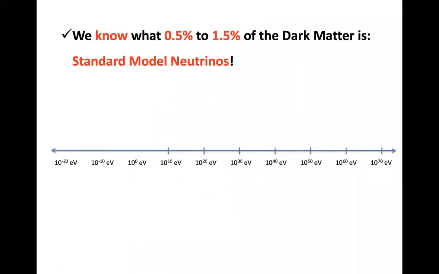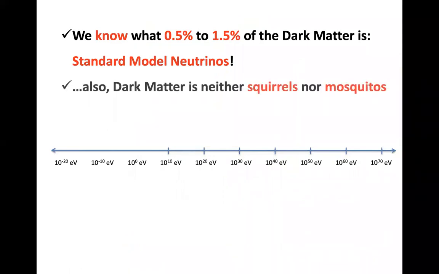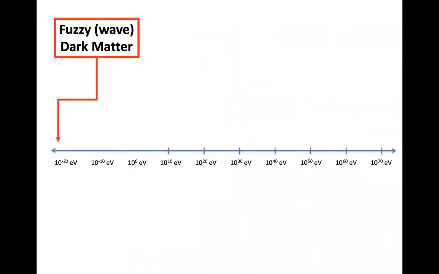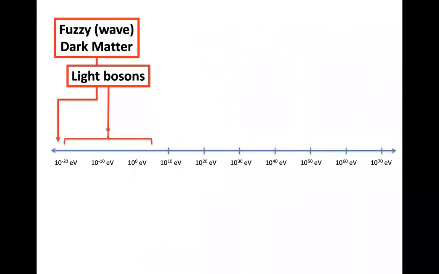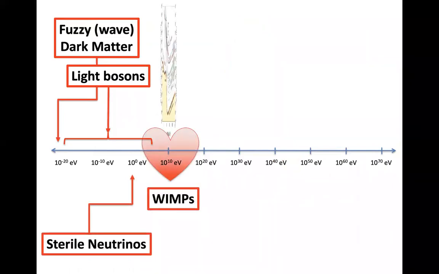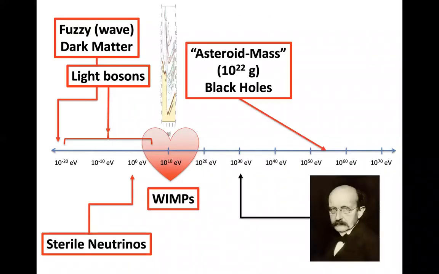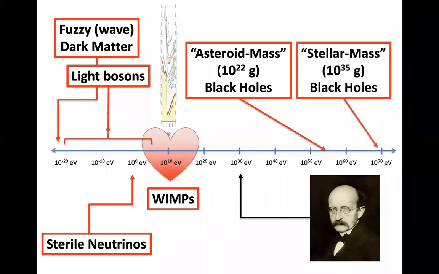So to conclude, we know what about 1% of the dark matter is. That's standard model neutrinos. We also know that dark matter is neither squirrels nor mosquitoes. I've told you a little bit about fuzzy dark matter, light bosons, stellar neutrinos, WIMPs, Planck scale objects, asteroid mass black holes that again can be 100% of the dark matter once finite size source effects are taken into account, and stellar mass black holes.